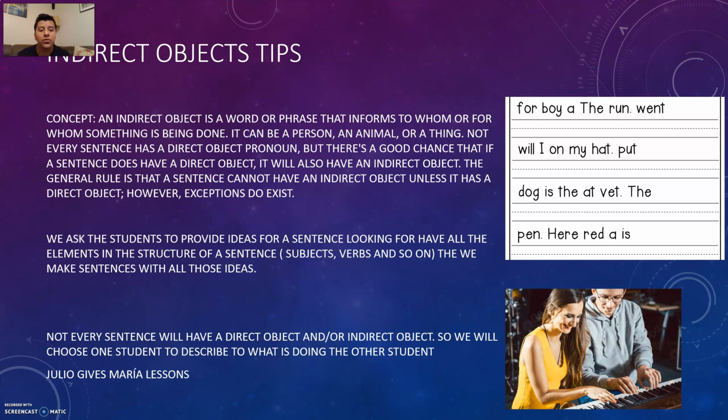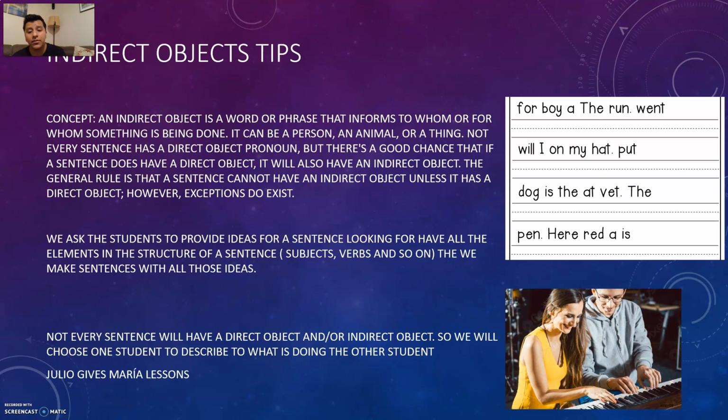So the first one is going to be the boy went for a run. The second one is going to be I will put on my hat. I'm going to put my hat on. The third one is going to be the dog is at the bed. And the fourth one is going to be here is a red pen.